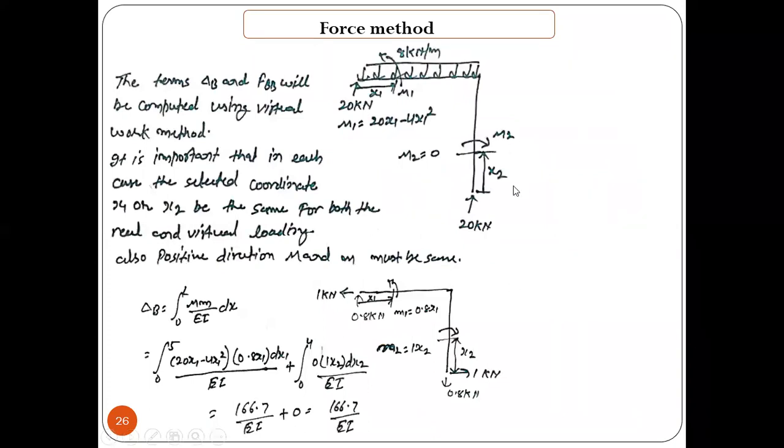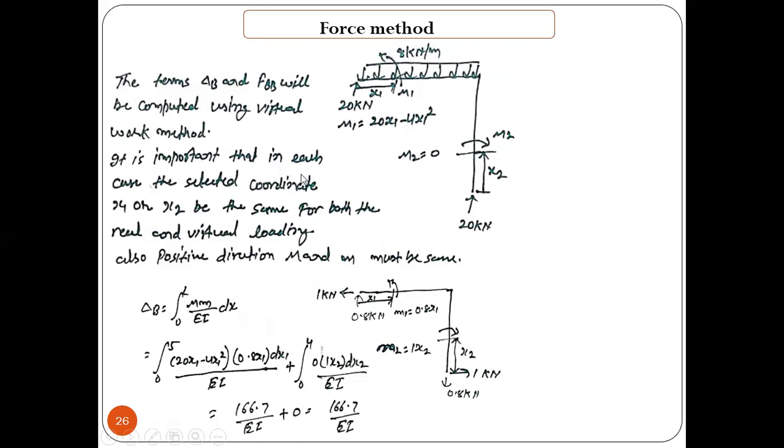There is a frame which is not a symmetric section; only the beam segment has the load, but the column doesn't. So we need to divide this into two sections. We need to cut two sections. M1 is going to relate to this segment only, and M2 to this segment only. The terms delta B and FBB will be computed using the virtual work method, or otherwise you can use any method that we have seen in Structural Analysis part 1.